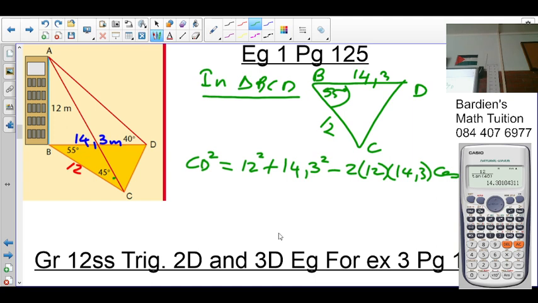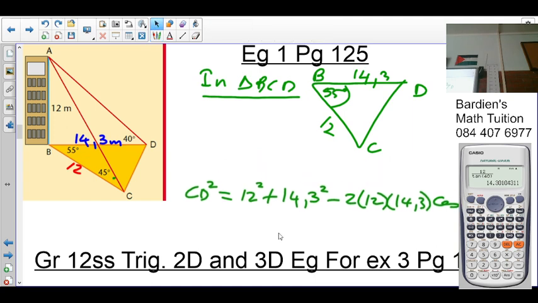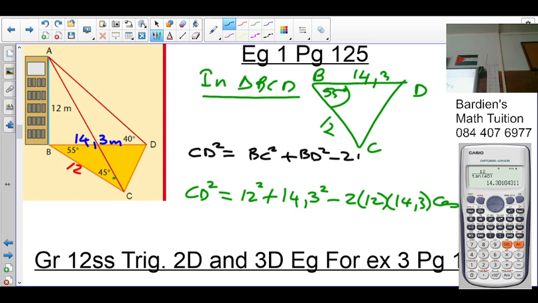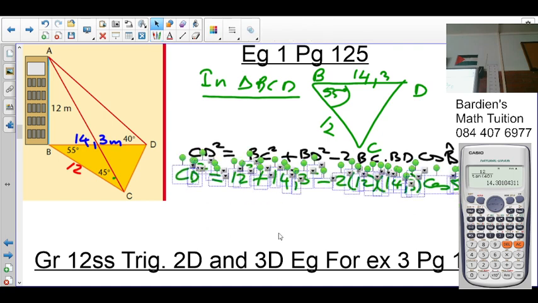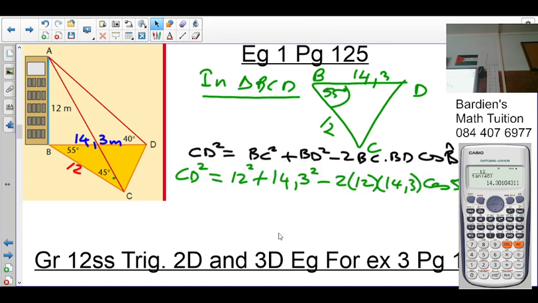I know some of you like writing the formula first. So you would write first CD squared is equal to BC squared plus BD squared minus 2 BC times BD cos of angle B. Not so? If you had written that first, no problem, but no extra marks, okay? And of course now this can be calculated. So let's go.